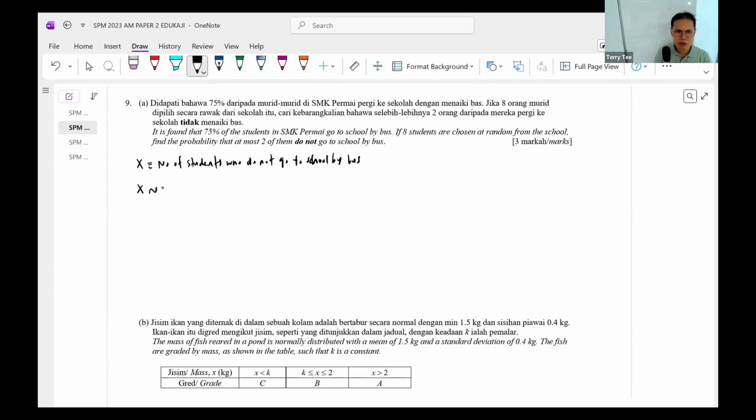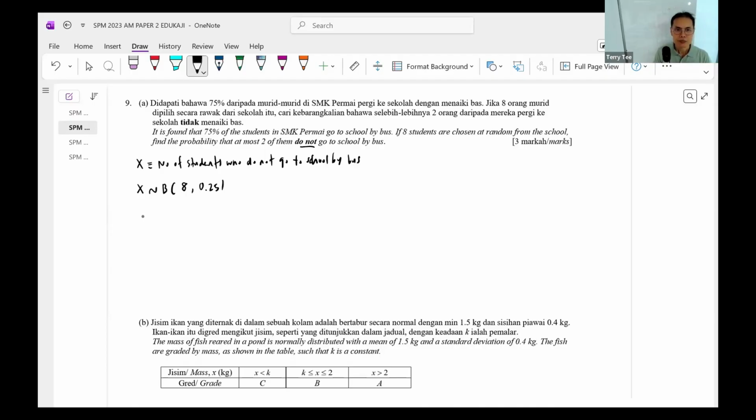Now you can write this, but don't write this one. What does the first variable represent? Your n. What is n? Number of trials. You choose 8 people. What is p? Probability of success. What's your p? 0.25. Not 75, because they say do not go to school by bus. Go to school by bus, 75%. 25% do not go to school by bus. They can go to school by car, cycle, or walk.